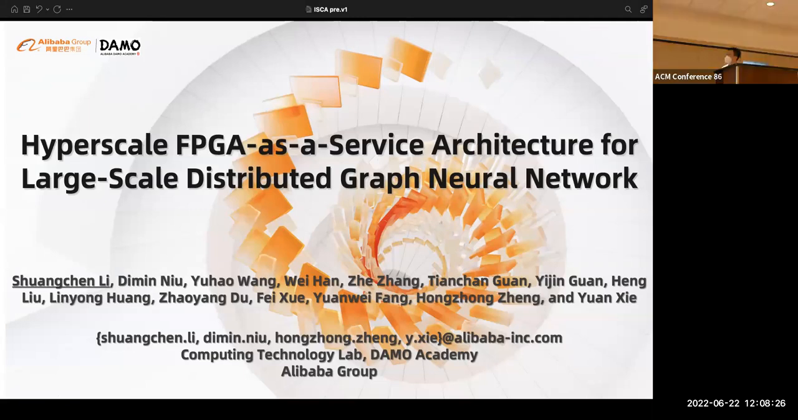third presenter of our session, Shuangchen Li, who is a research scientist in Alibaba's DAMO Academy. He has been working on application-driven customized architecture for data centers, specifically looking at neural data processing for recommendation systems and AI accelerator. So today he's going to introduce us to their work looking at hyperscale FPGA-as-a-service architecture for distributed GNN.